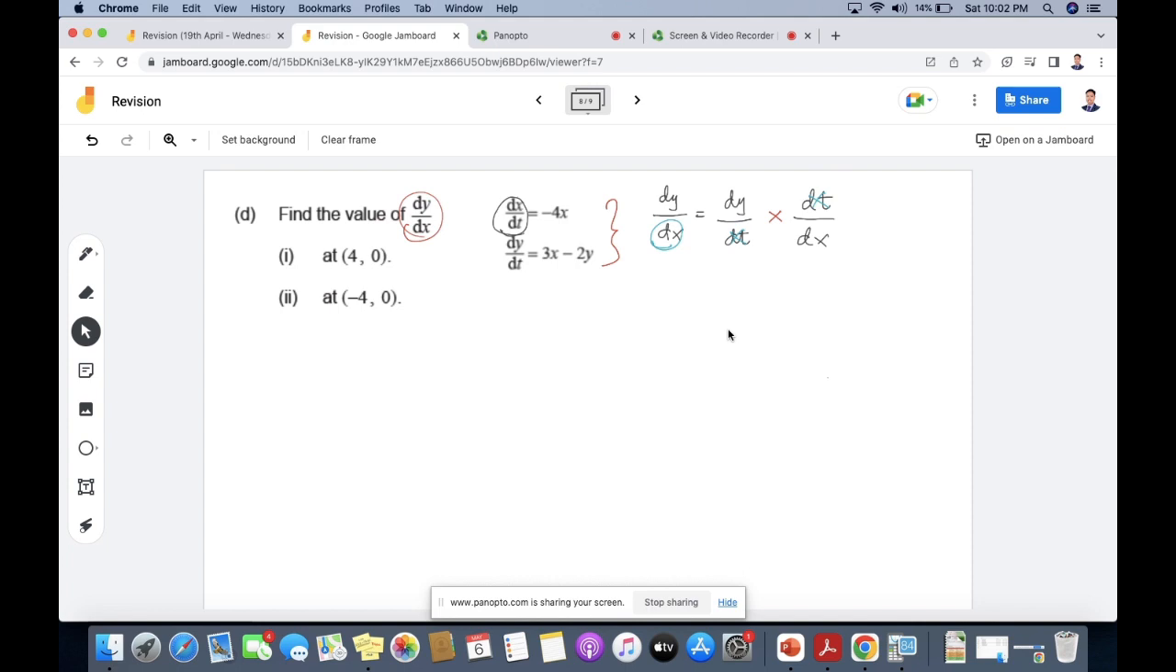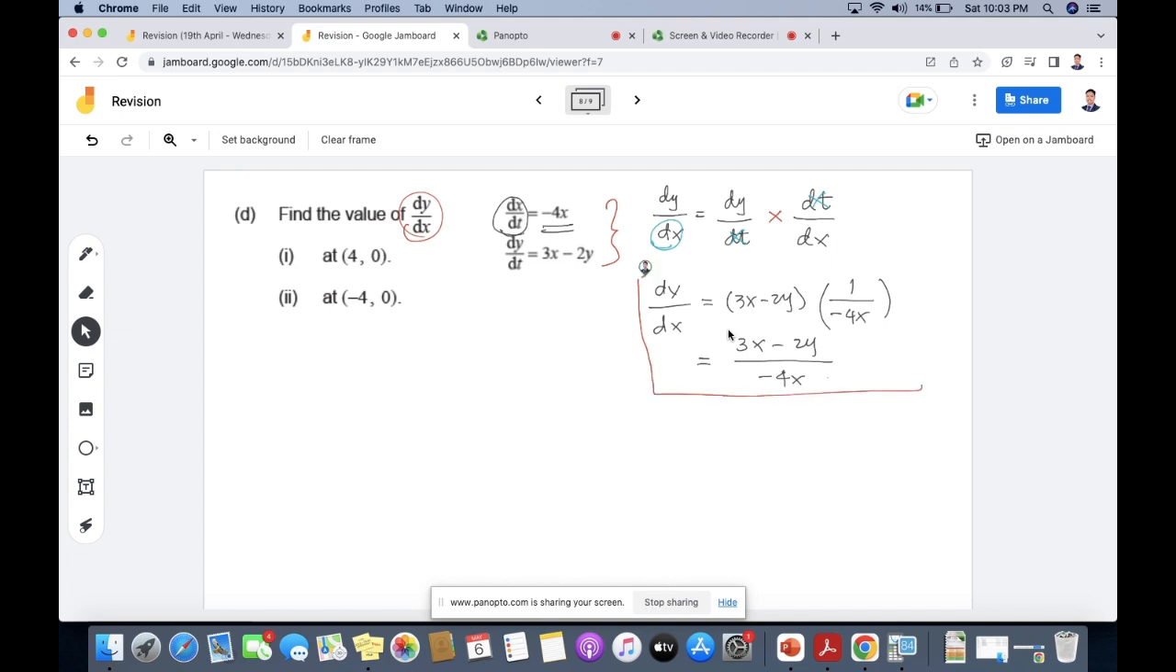All right? Therefore, we say the expression for dy over dx will just be equal to dy over dt, which is 3x minus 2y, multiplied with dt over dx. In other words, it will just be the reciprocal of this, 1 over negative 4x. Therefore, dy over dx will just be 3x minus 2y over negative 4x. So this is now the expression that we are going to use.